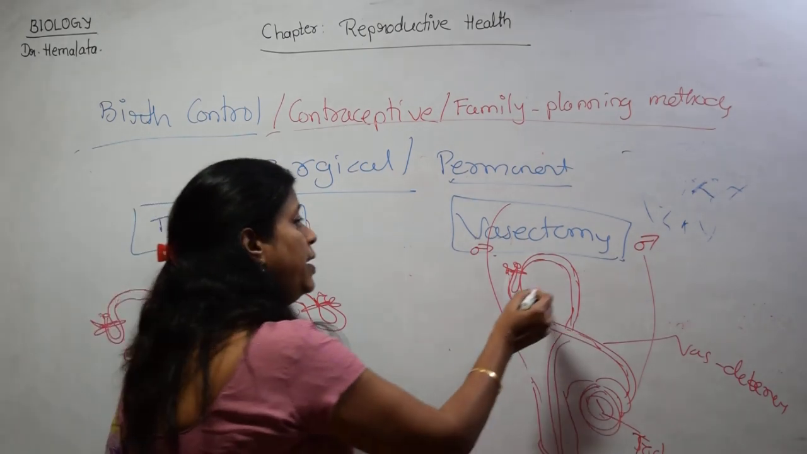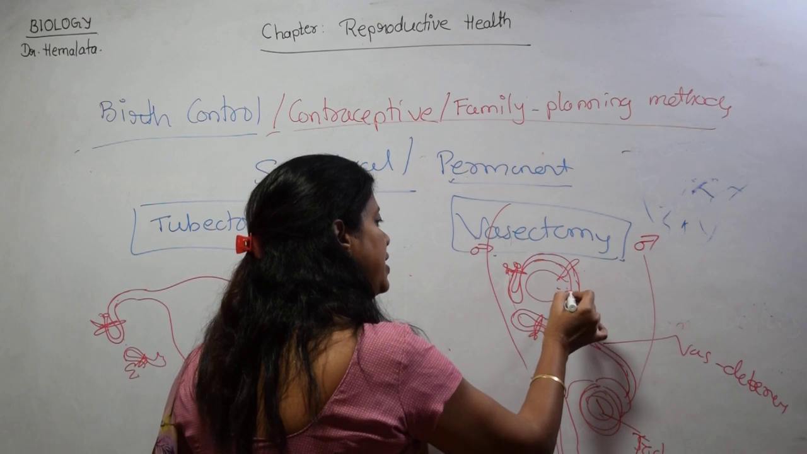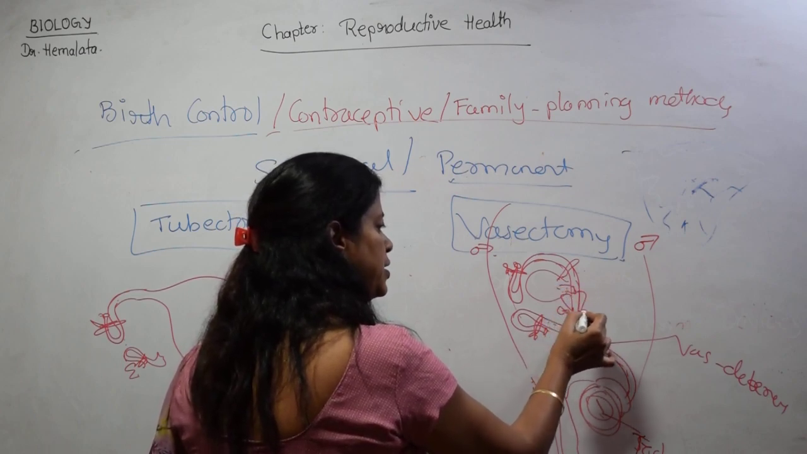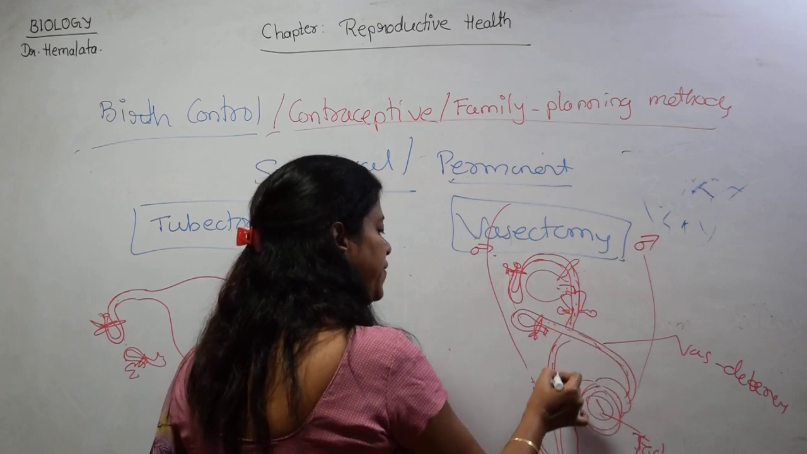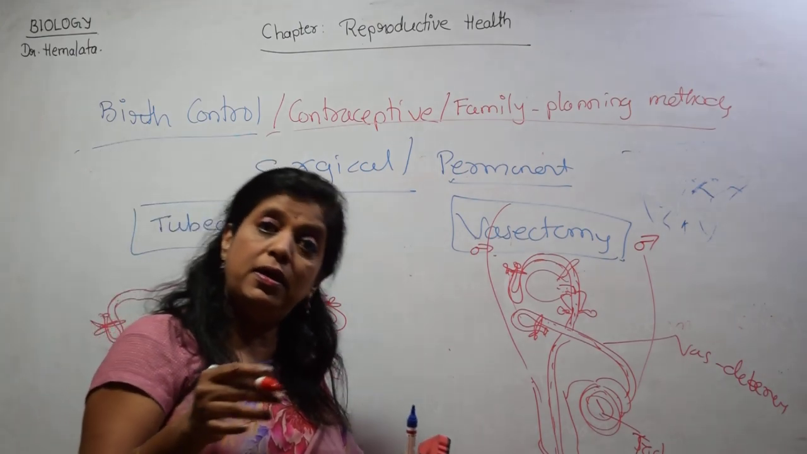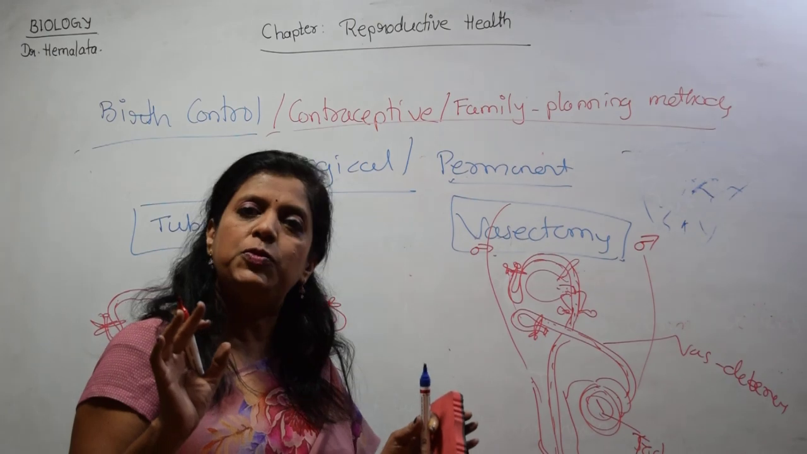Sperms, but otherwise here you have urinary bladder and seminal vesicle. So semen is released, everything is released. Semen is released, prostate gland secretions are released, bulbourethral glands, everything is released. But sperms are not there. Semen is released, and all the hormones are released, but not the sperms.